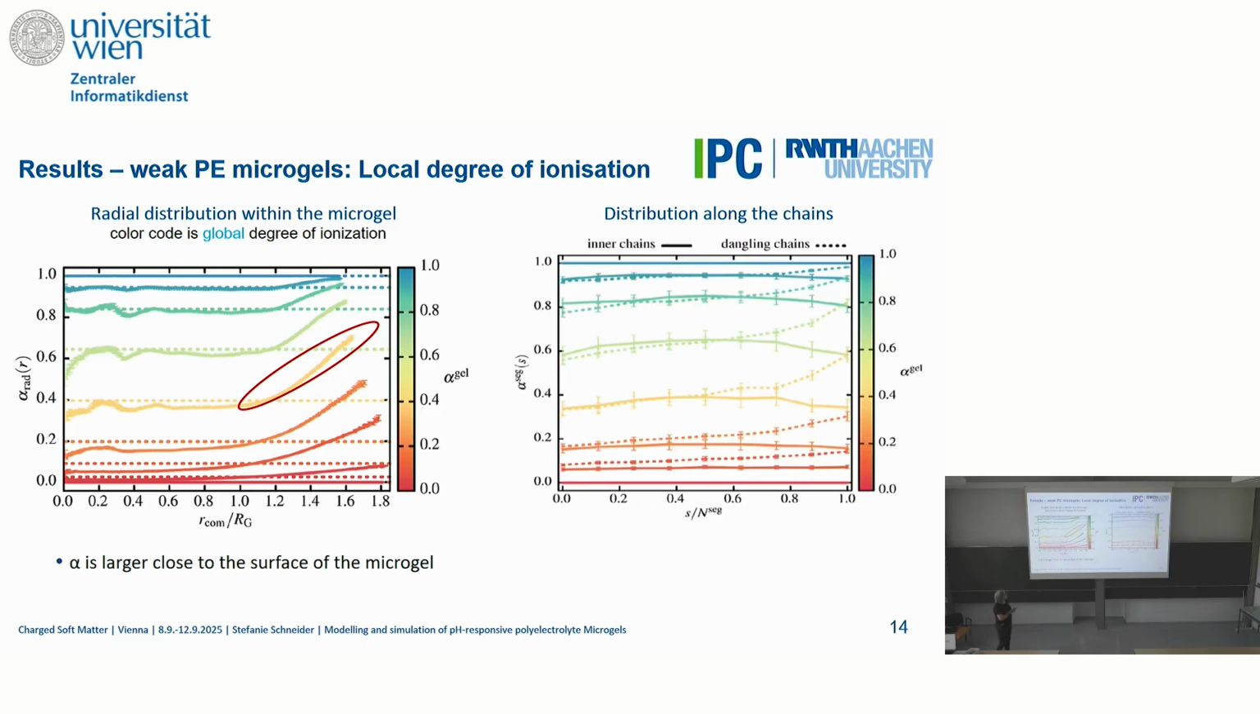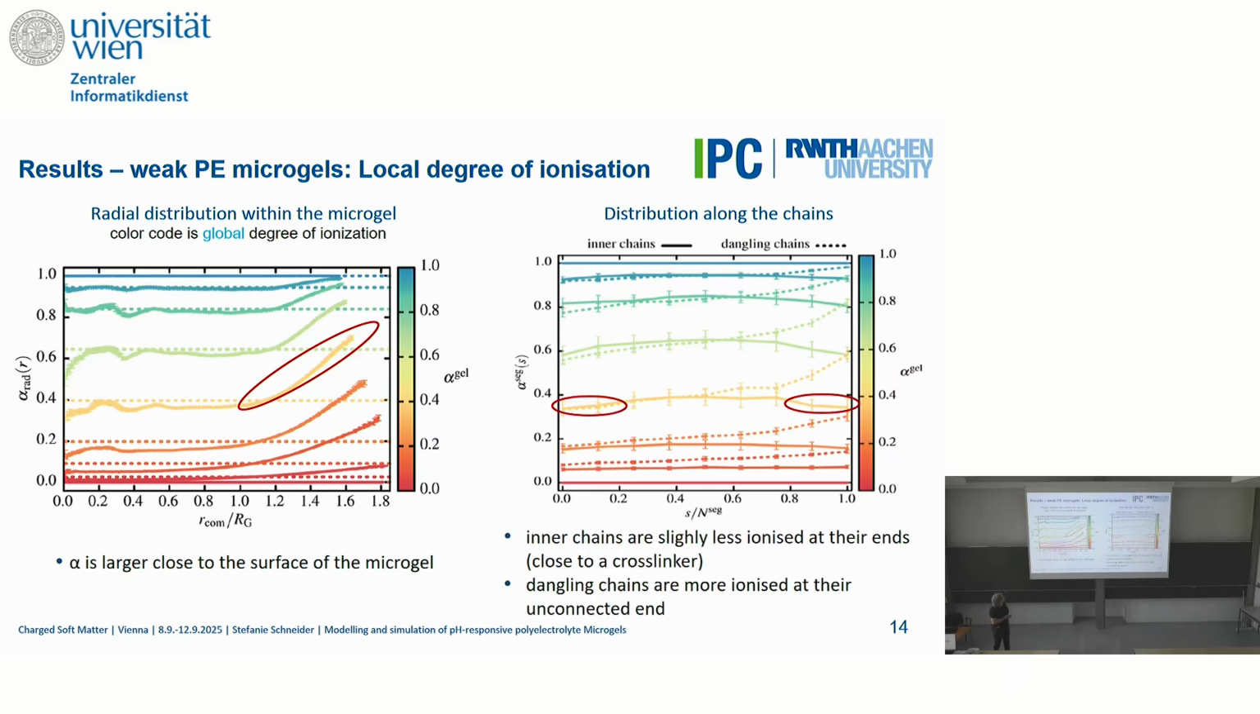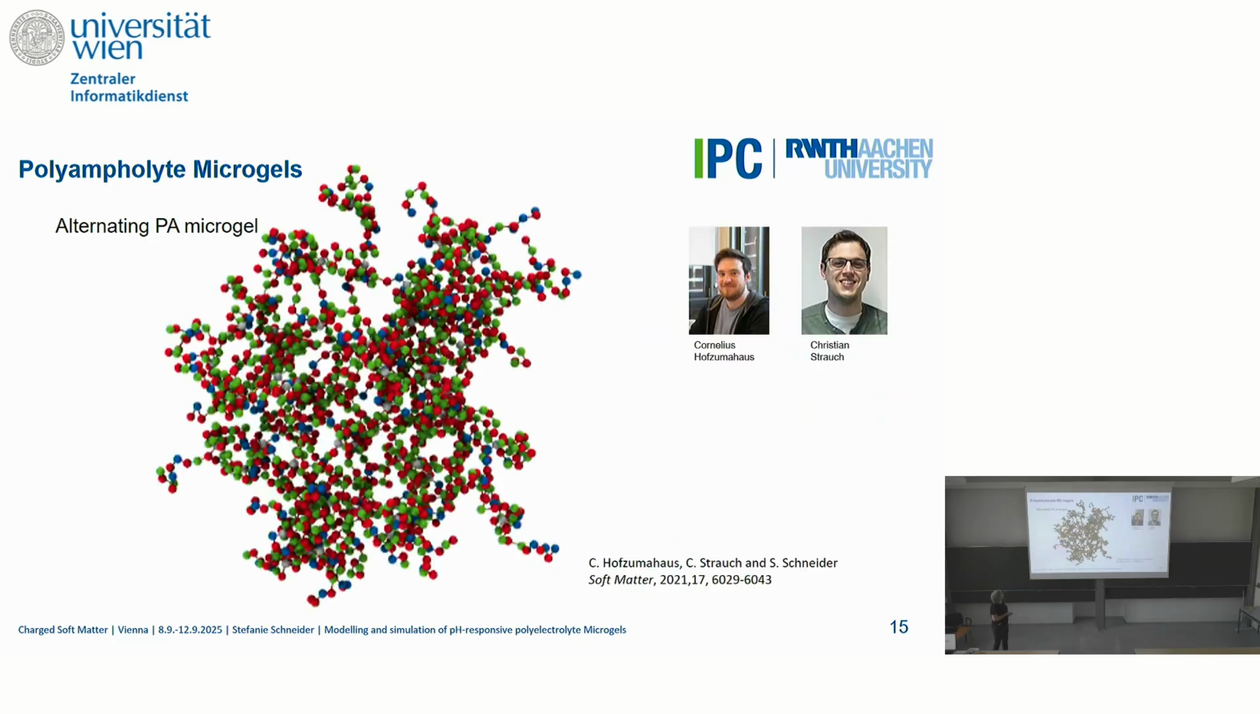Here, and also if we look at single chains, we distinguish between the inner chains, which are close to the cross-linkers, have the lowest ionization, and the dangling chains, the free end has the highest ionization. So the main result, you always see a decrease of ionization compared to the ideal case.